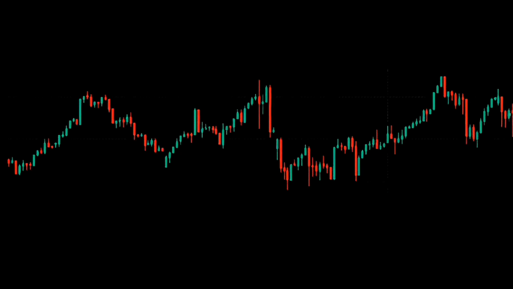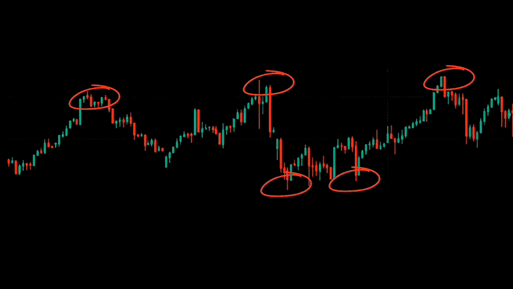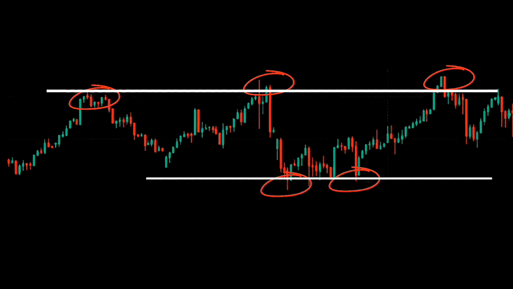In a range market, instead of drawing a trend line, you will look at horizontal support and resistance levels where price touches and bounces off and draw your support and resistance.